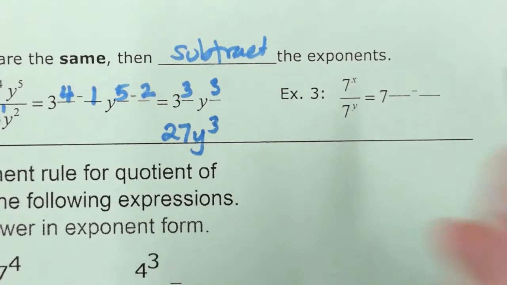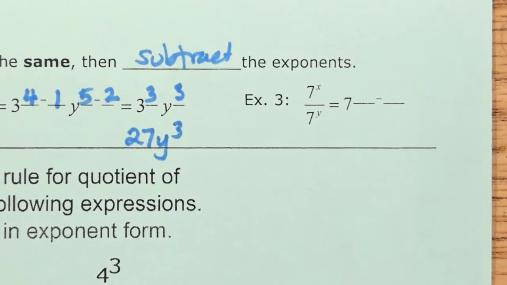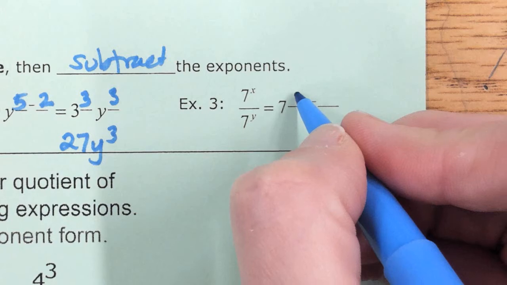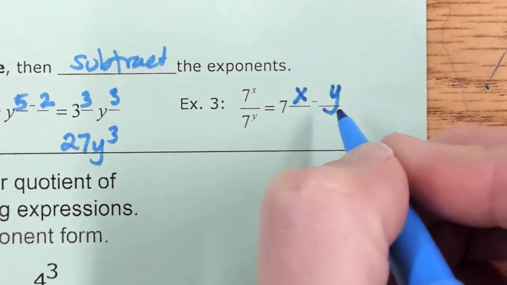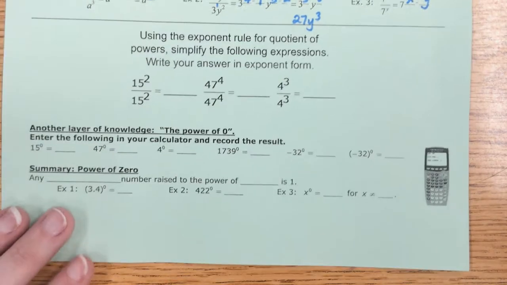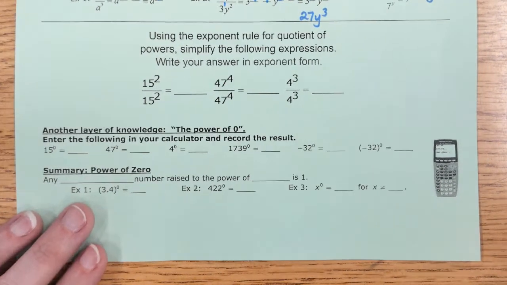Okay, and this last one here is 7 to the x over 7 to the y. So I'm going to do 7 to the x minus y. All right, so that's our multiplying and dividing rules. And then there's one more that we need to talk about, and this one is actually really easy.